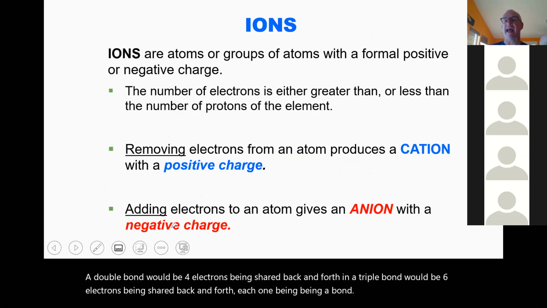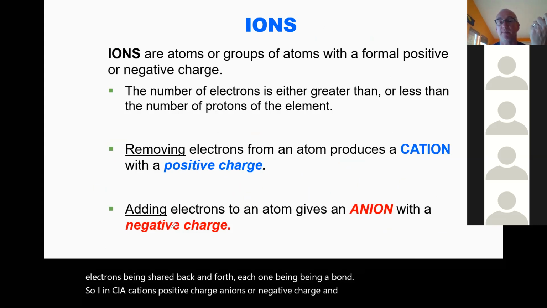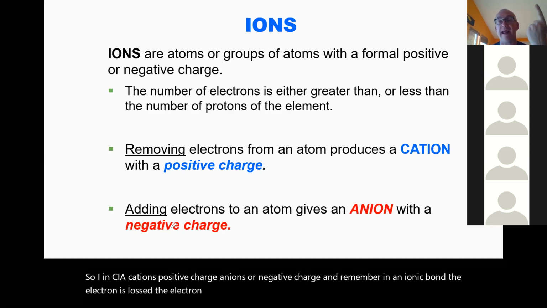So ions, you get cations for positive charge, anions are negative charge. And remember, in an ionic bond, the electron is lost. The electron isn't shared. One atom gets an electron. It becomes negative. The other atom loses an electron. It becomes positive, and they don't get it back.